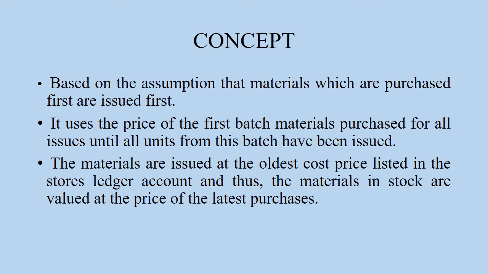After the completion of the first lot, the next lot is taken and issued and so on. In simple terms, the material issue is done on a chronological basis, the chronological order in which they are received in the stores. Automatically, the closing stock will be valued at the latest price. This method is also known as original cost method.